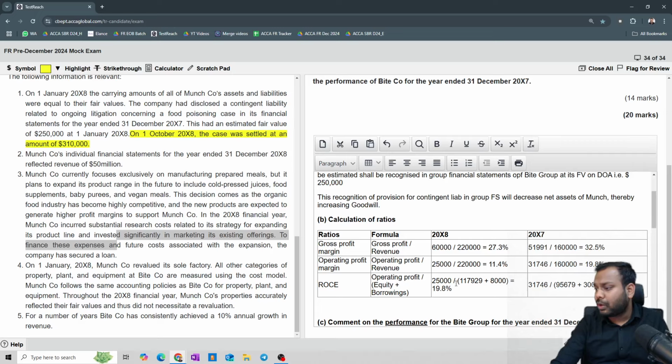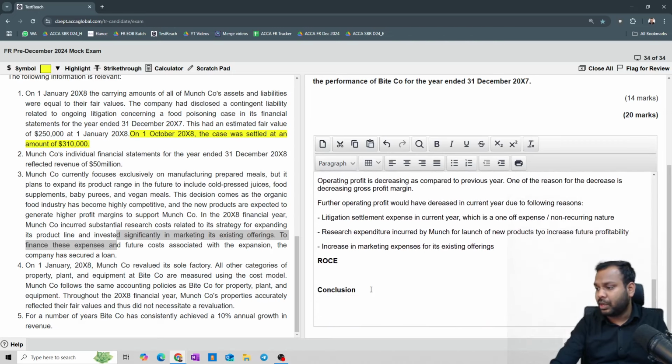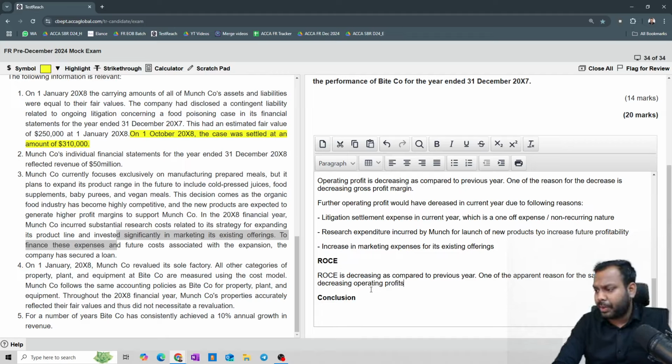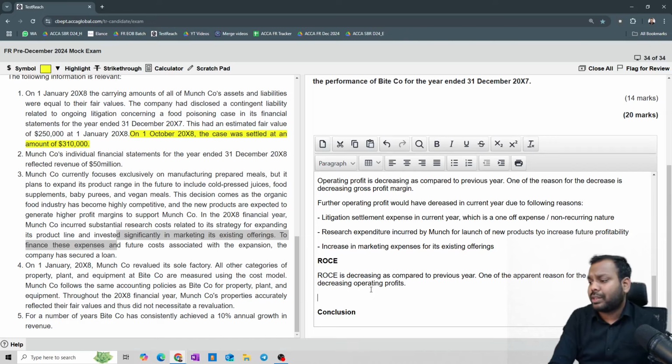Now ROCE, what is happening to ROCE? Tell me. ROCE, return on capital employed, is decreasing as compared to previous year. One of the apparent reasons, apparent means prima facie, direct reason, for the same is decreasing operating profit margin, decreasing operating profits. Now, what are the further reasons?